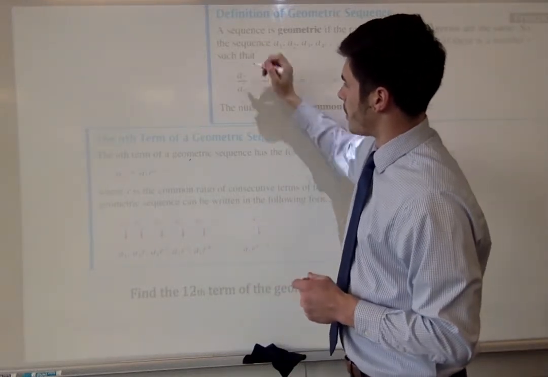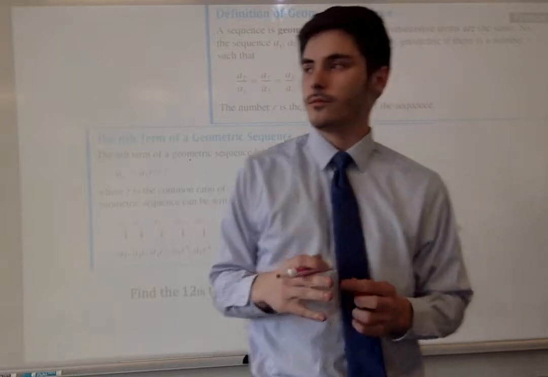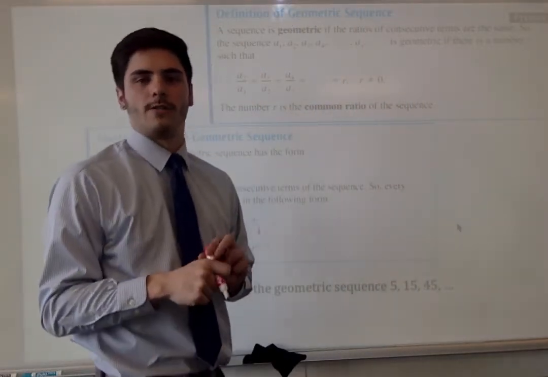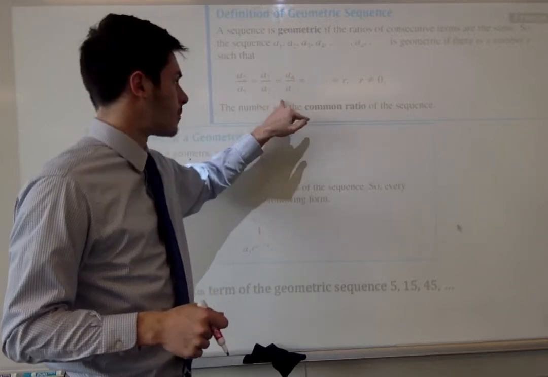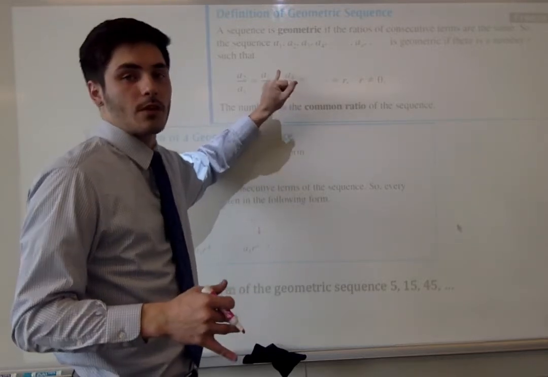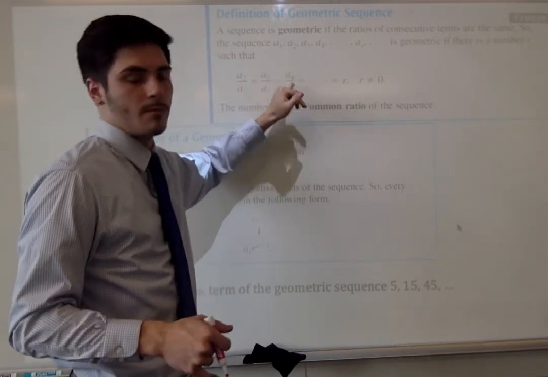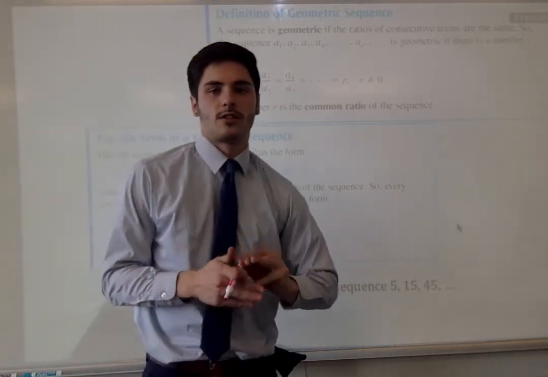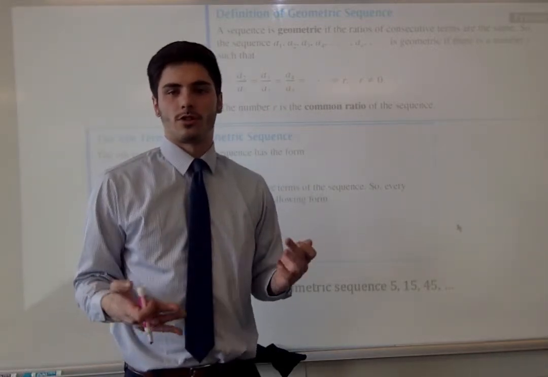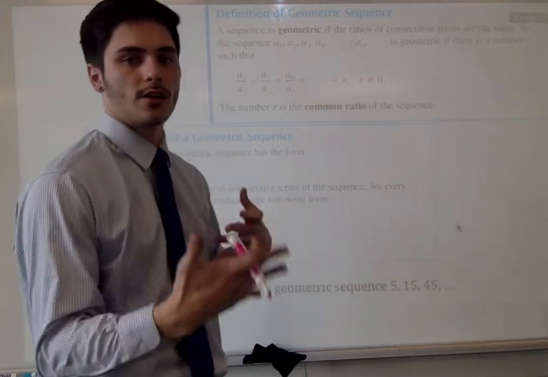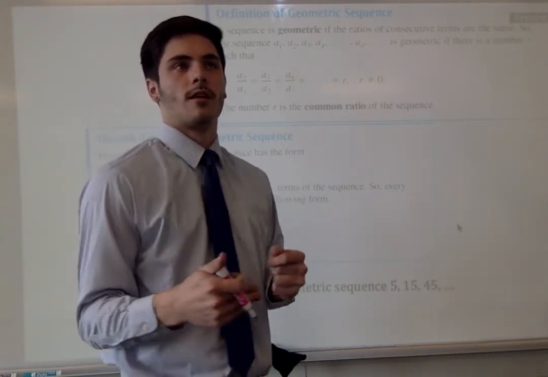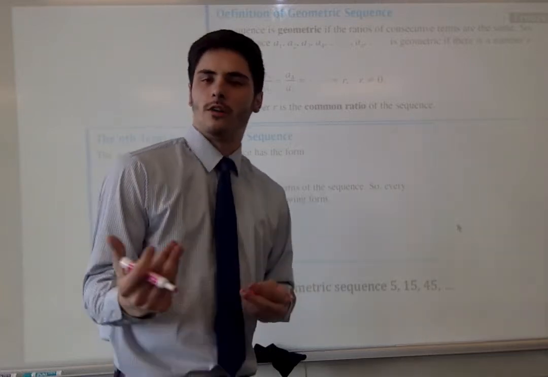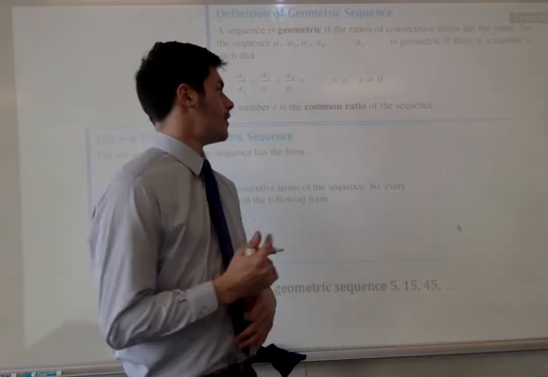a2 divided by a1, so the second term divided by the first term, has to be equal to the third term divided by the second term, which also has to be equal to the fourth term divided by the third term. And so there's this relationship of a proportion or a ratio that goes between each term now, instead of a certain amount of values like there was when we were adding or subtracting.